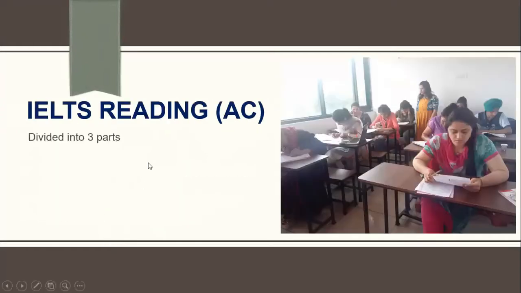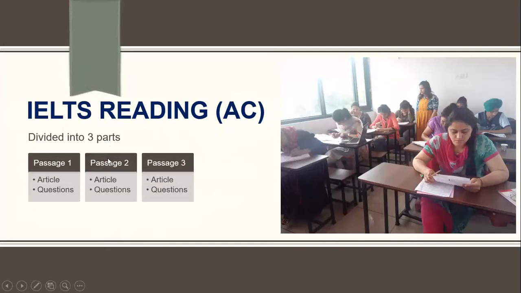All right. If I talk about the academic reading, it is divided into three parts. As you know, there are three passages. Passage one has an article which you need to read, and then there is a set of questions, basically comprising 13 to 14 questions, and afterwards you can move on to the next passage. You read the article, answer the questions, then the third passage and all.